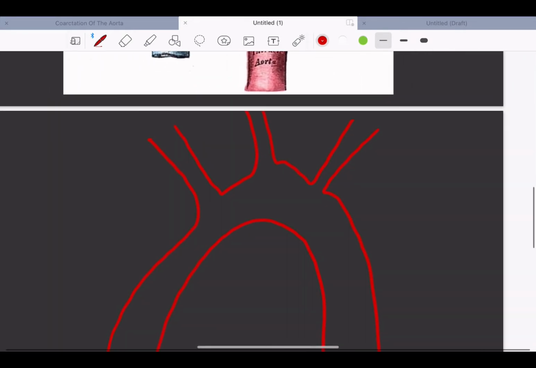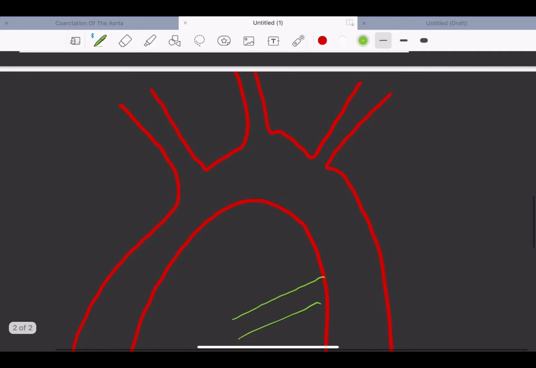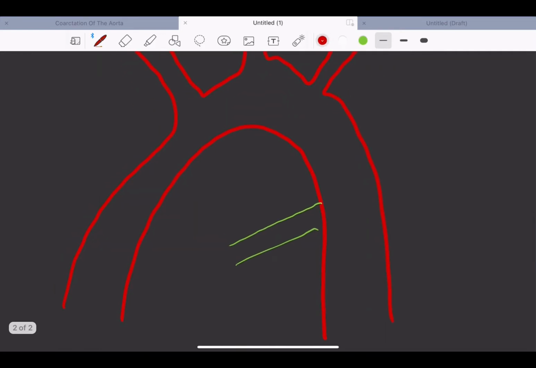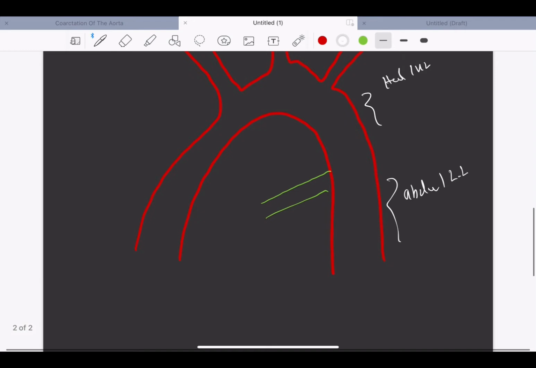And if you want to demonstrate this on a diagram, you can see that the ductus arteriosus inserts distal to the left subclavian artery, and this allows us to separate the blood supply of the head and upper limb before the ductus, and abdomen and lower limb after the ductus. This will be really important because when we recap the clinical signs of this disease, we can understand what type of coarctation gives us what signs.